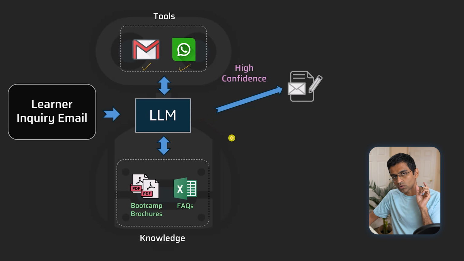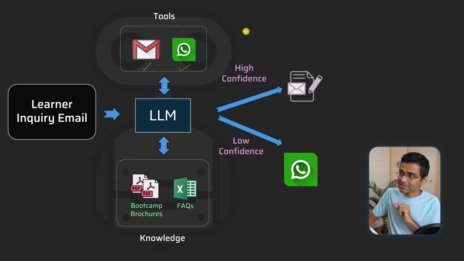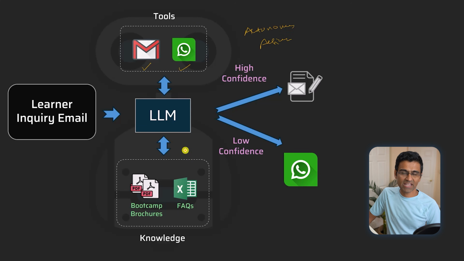So it will go to your Gmail, write an email, and put it in a draft. So it took that autonomous action. Or if it is low confidence, it will send a notification on your WhatsApp. In both cases, it is taking an autonomous action, and it has access to tools, knowledge, etc. Therefore, this is an AI agent.